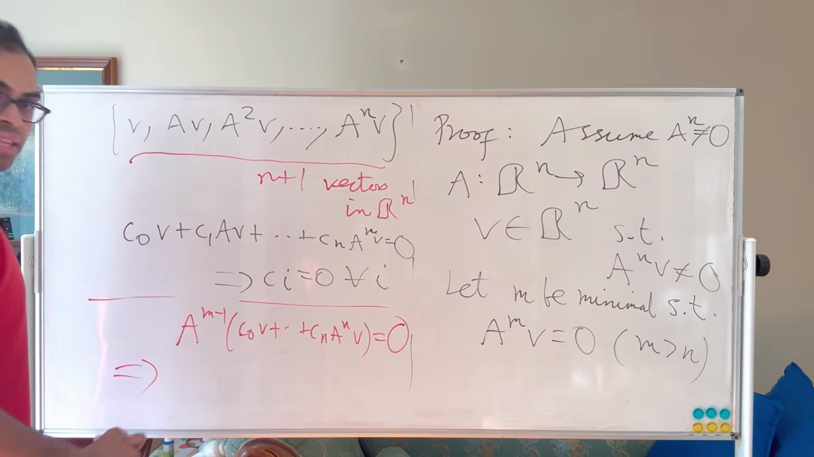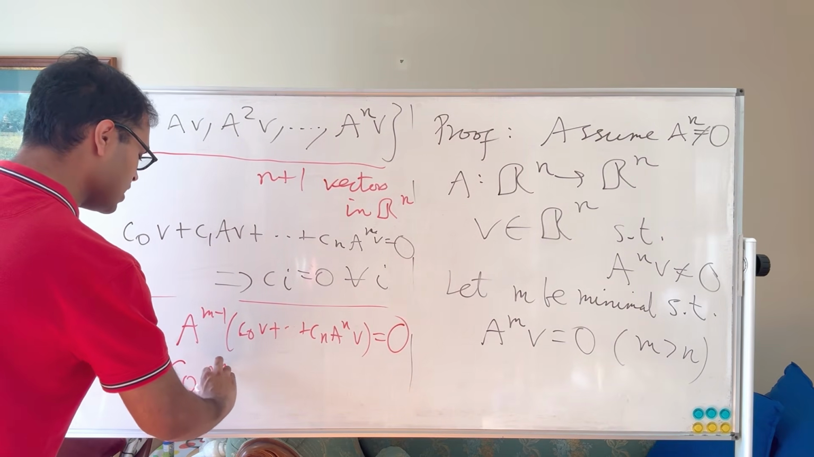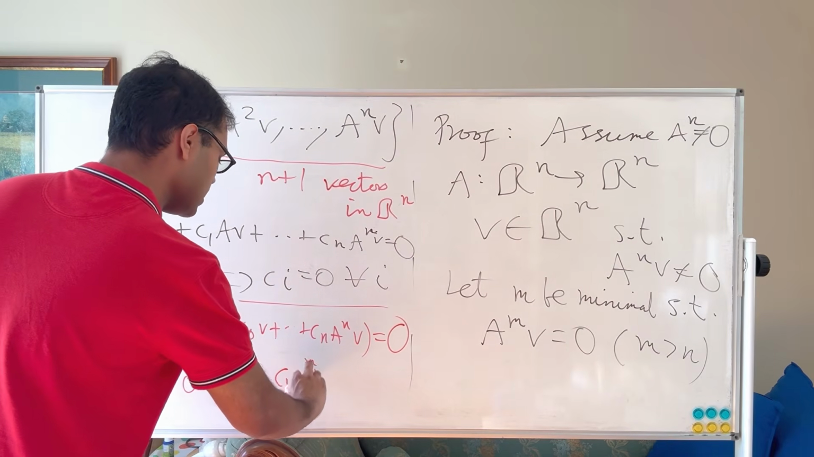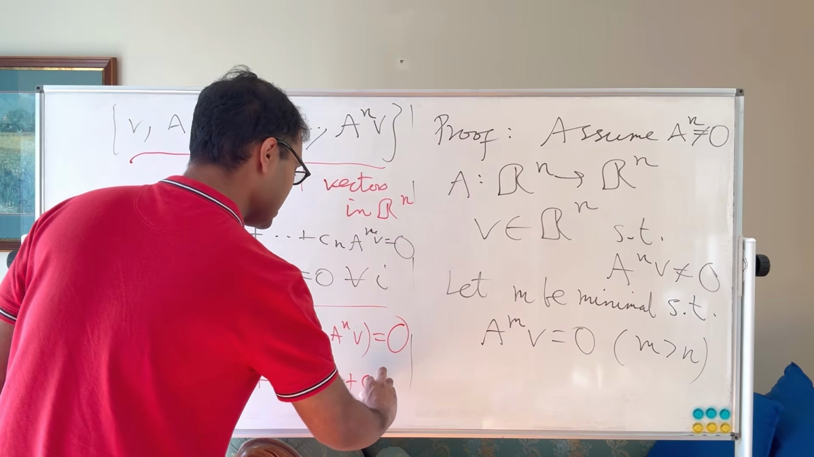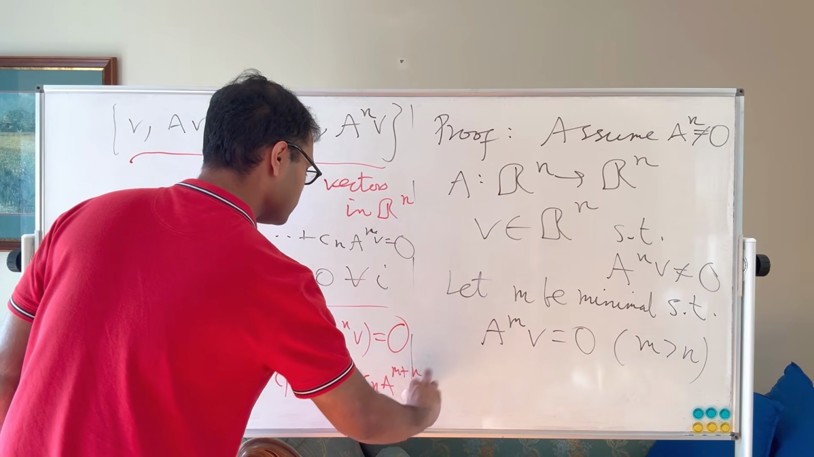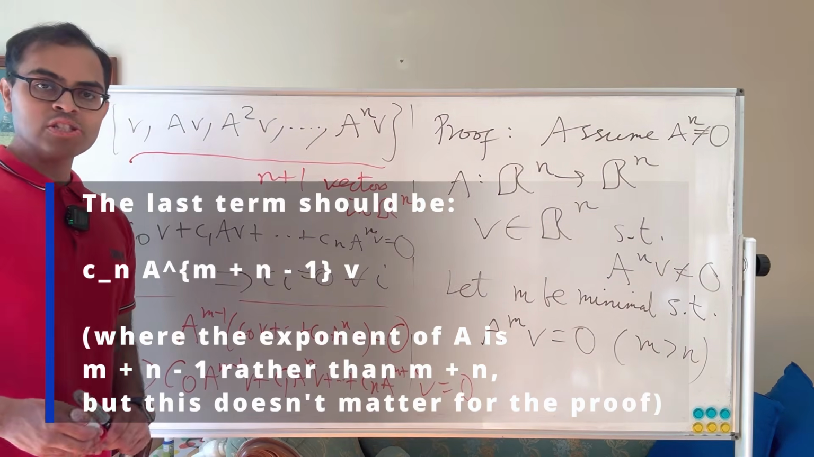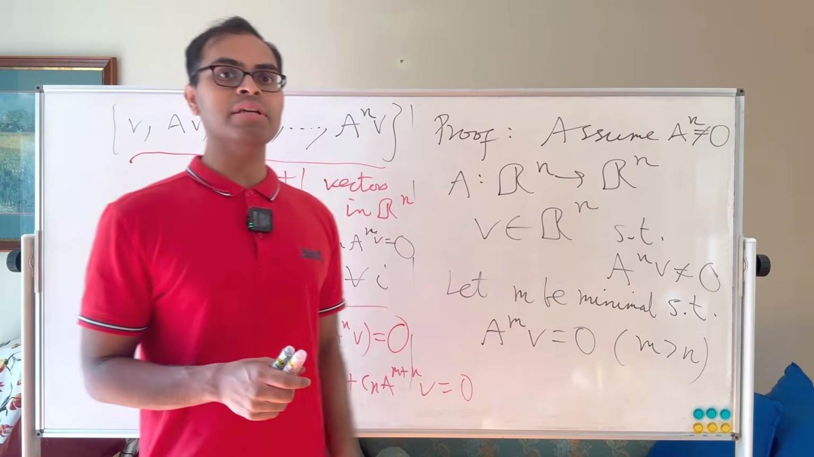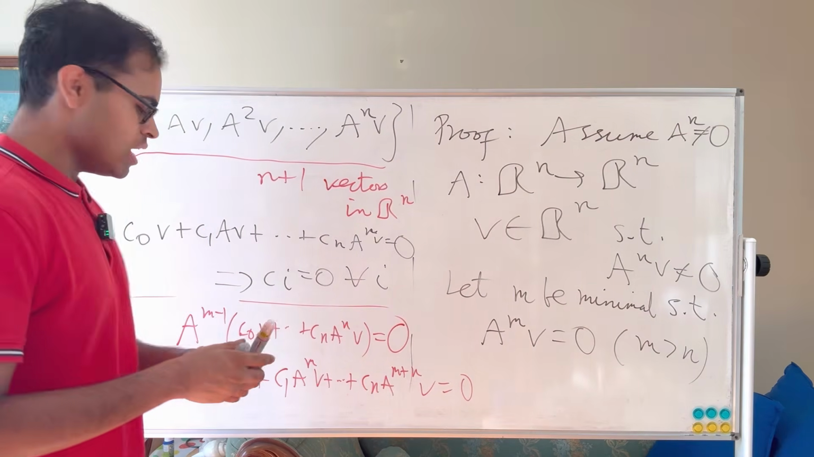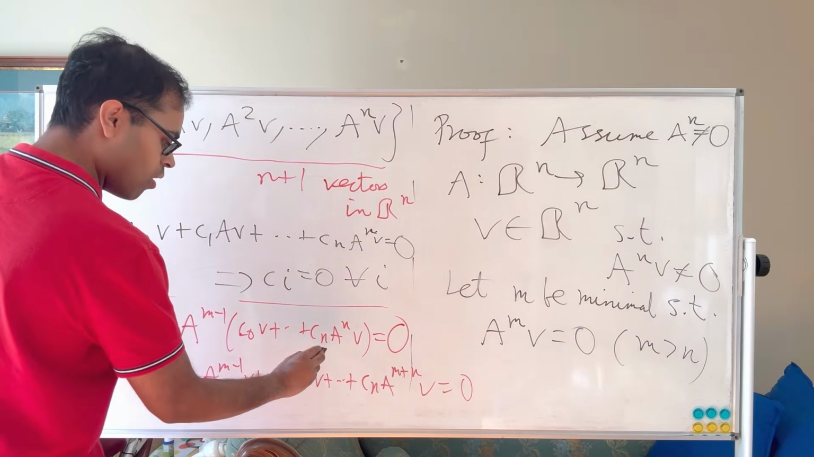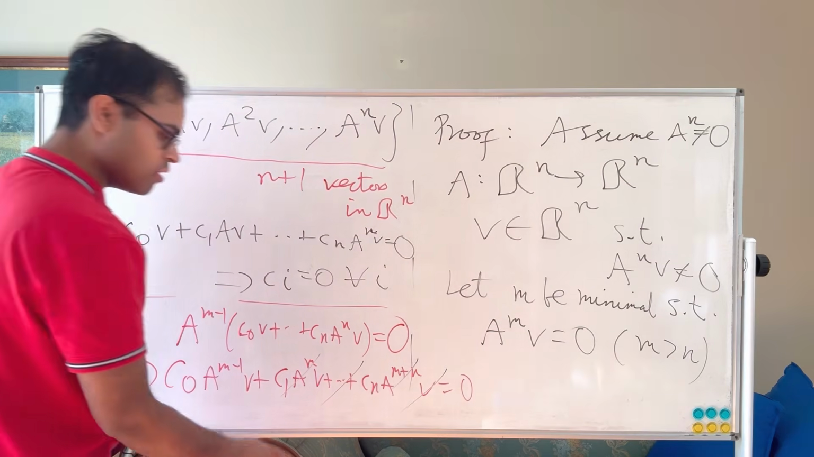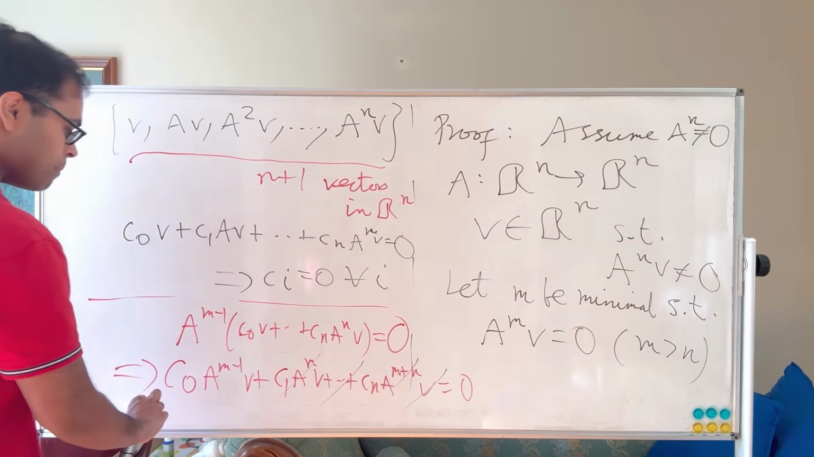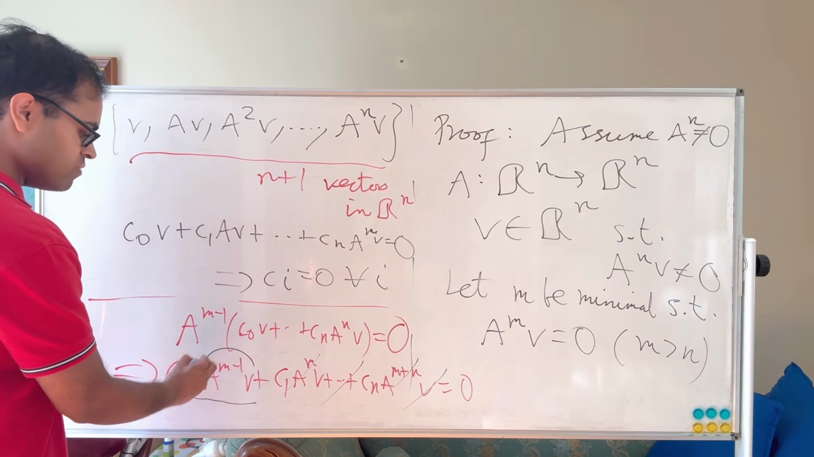Now we get that this is going to be C0 times A to the m minus 1v plus C1 A to the mv plus dot dot dot plus Cn A to the m plus n times v, and that's going to equal 0. What's so cool about this? Well, remember that m was minimal, so that A to the mv was 0. That means A to the m minus 1v was non-zero. So if you look at this equation, all the other powers of A on v are going to be 0, because A to the mv is 0, so higher powers of A on v equal 0, but A to the m minus 1v is non-zero.